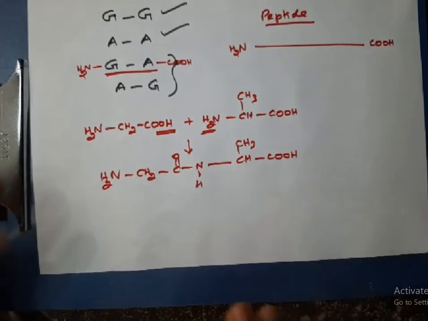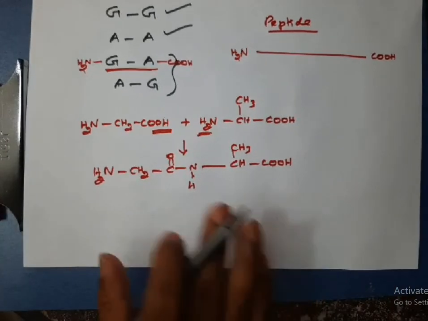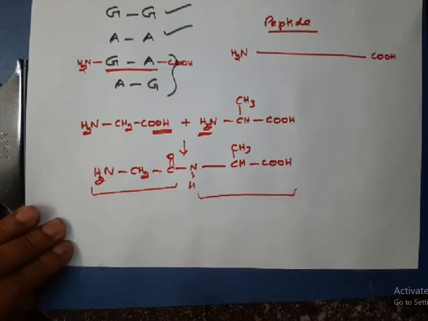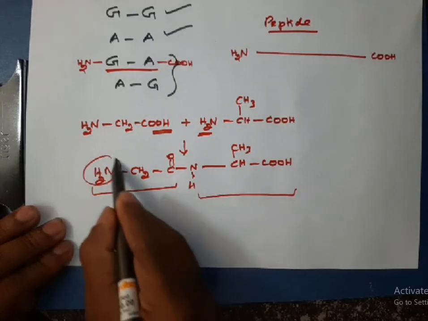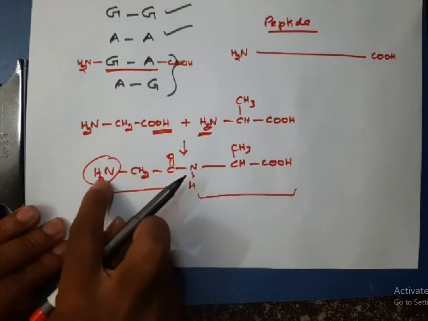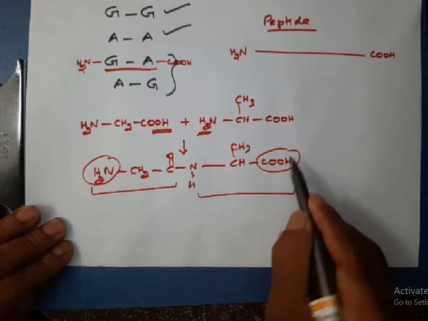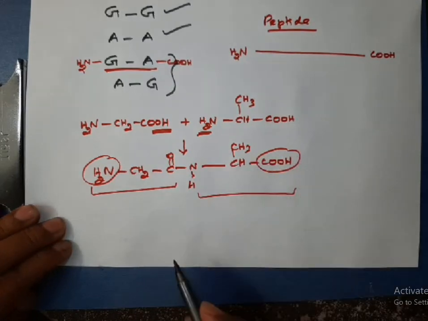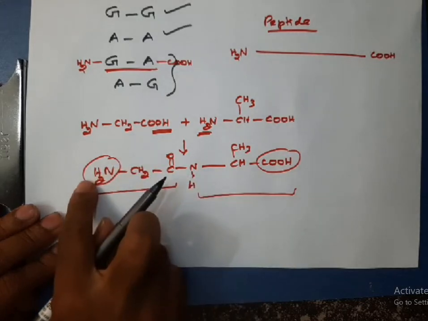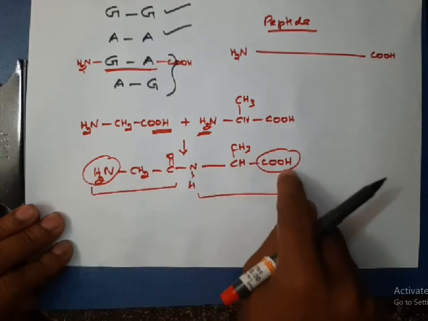Students, observe carefully. Now see, this is the glycine part and this is the alanine part. In the glycine part, the amino group of glycine is free. It is not involved in the reaction. Similarly, the acid group of alanine is free. So we call this the N-terminal amino acid. Glycine is the N-terminal amino acid and alanine is the C-terminal amino acid.